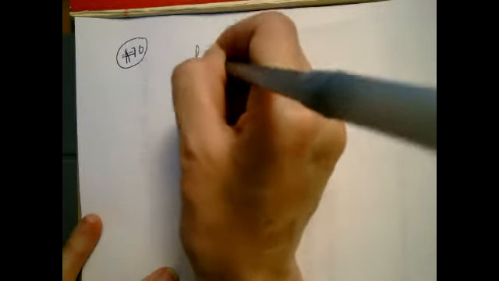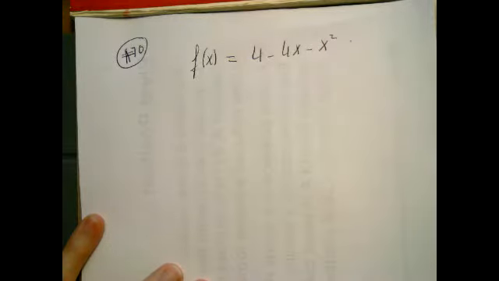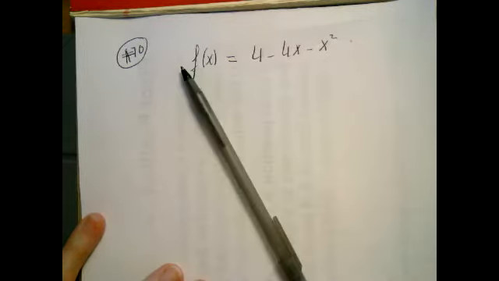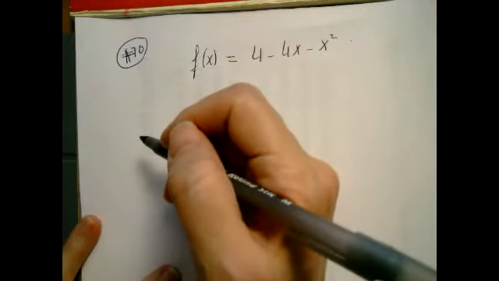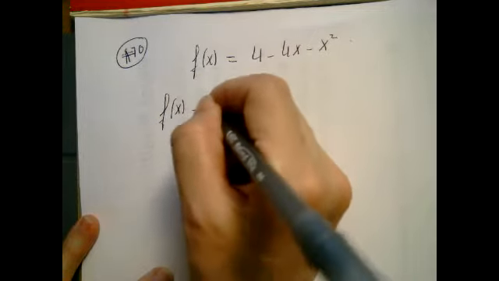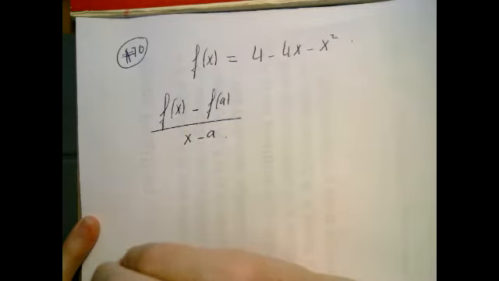So let's look at number 70 and working with difference quotient. We have the following function: f of x equals 4 minus 4x minus x squared. And the question is the following. They want us to simplify the following quotient: f of x minus f of a over x minus a.